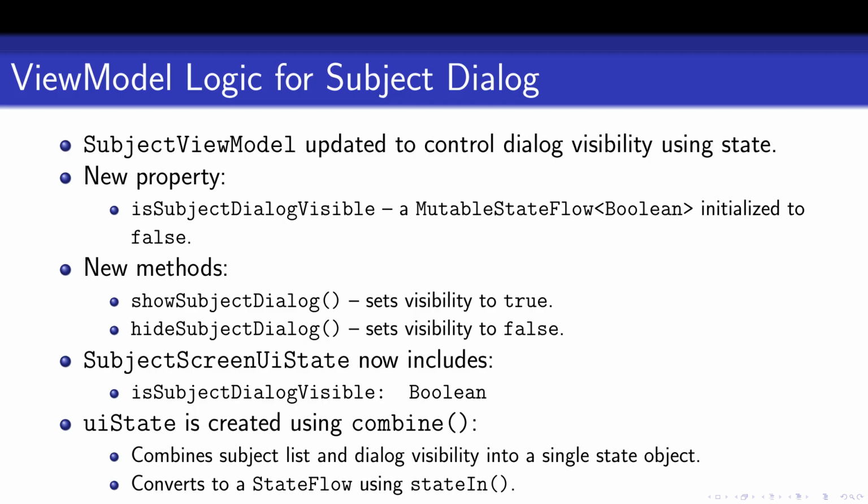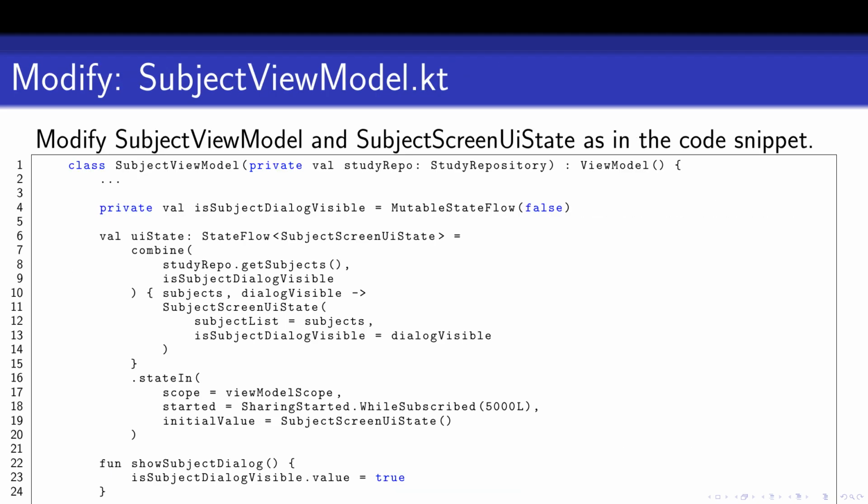We also update the subject screen UI state data class to include a Boolean that reflects this visibility status. This way, the UI can respond dynamically by showing or hiding the dialog as needed. In the ViewModel, we now use the combine function to merge the subject list and dialog visibility into a single state object. This combined state is converted into a stateflow, allowing the UI to observe both pieces of data simultaneously.